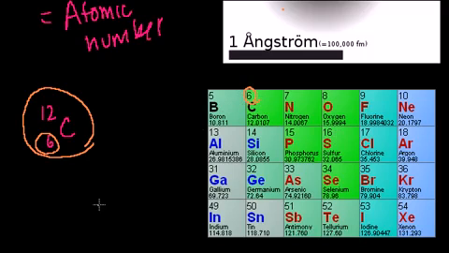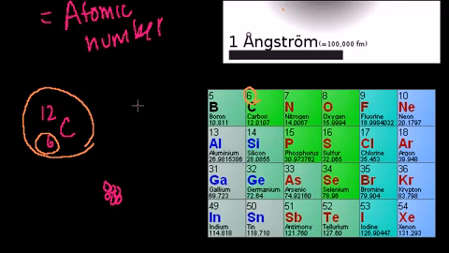So if I were to draw a little model here, and this is in no way an accurate model, I would draw 6 protons in the center: 1, 2, 3, 4, 5, 6. Now, the weight of these protons, each proton is 1 atomic mass unit, and we'll talk more about how that relates to kilograms.